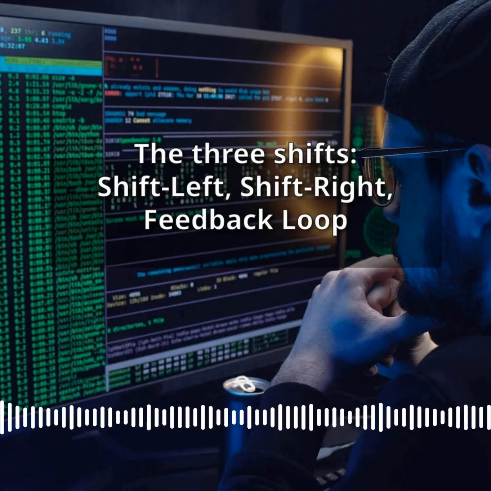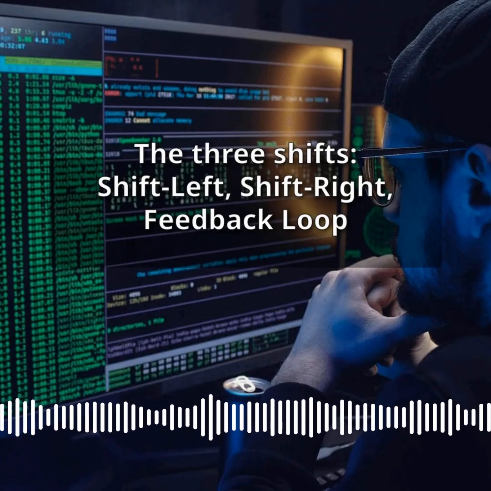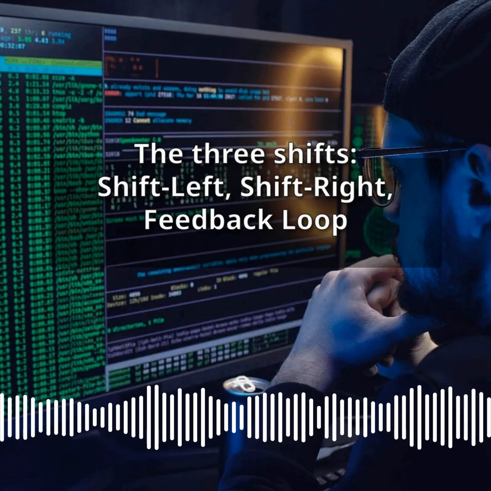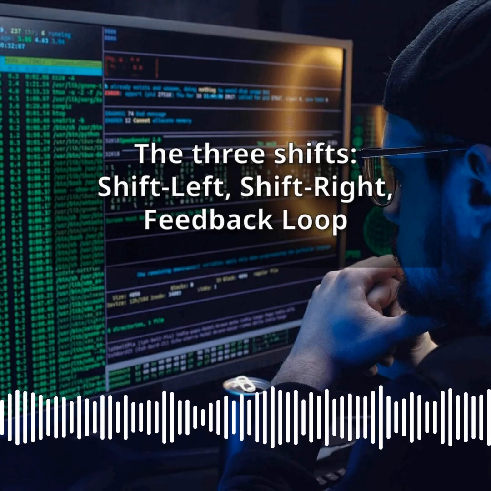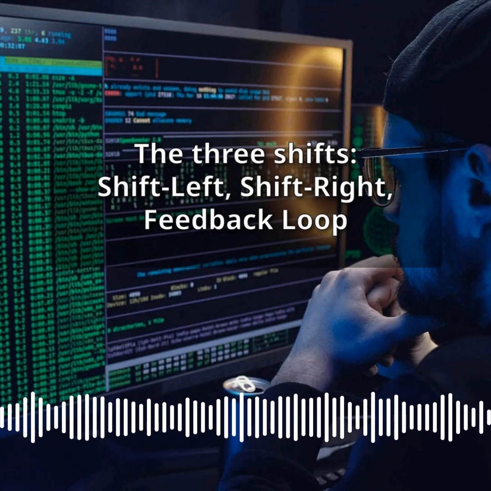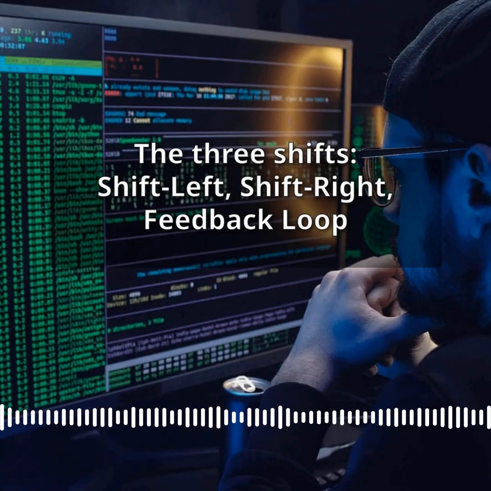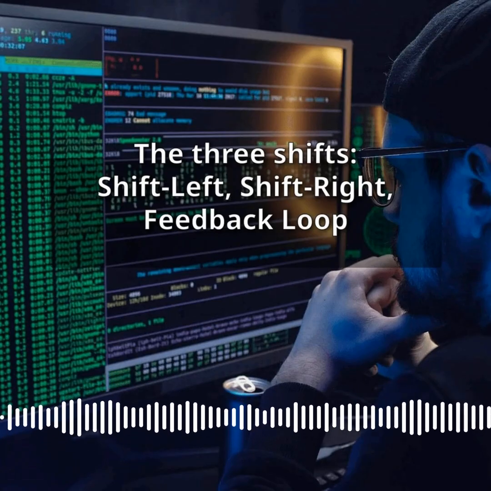Finding a serious problem at the end of a project is enormously expensive, both in time and in money, because fixing it requires going back through layers of already validated work. The industry recognized this problem and began shifting its practices. 3 major conceptual shifts now define how modern teams think about security throughout the life of a software project: shift left, shift right, and the feedback loop. Understanding these 3 shifts is essential for anyone entering the DevSecOps field.